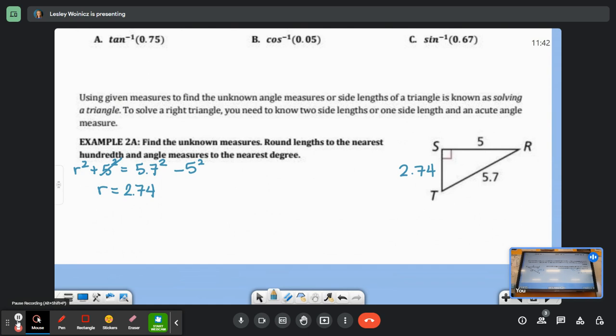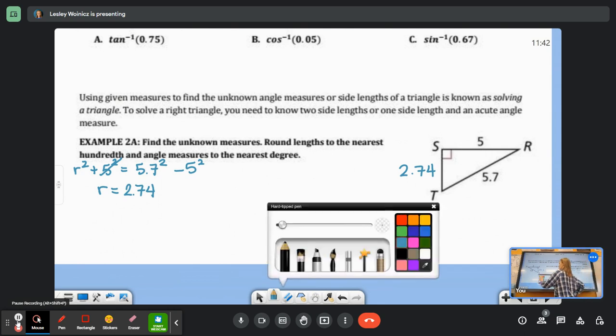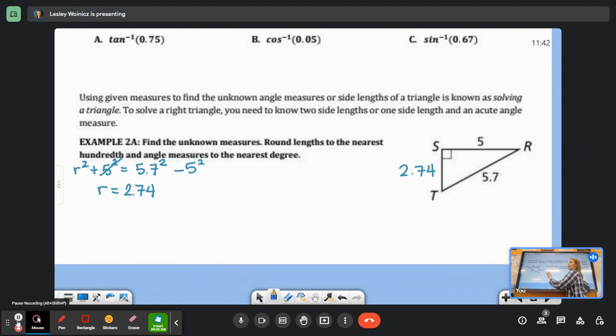Which angles do we not know? We know S. S is 90. R and T. Well, we don't know that this is a 30, 60, 90 because these side lengths aren't looking like our pattern of short side, double the short side, and short side root 3. It doesn't look like that pattern from here. So we can use our inverse trig functions. Which one do you want to solve for first?